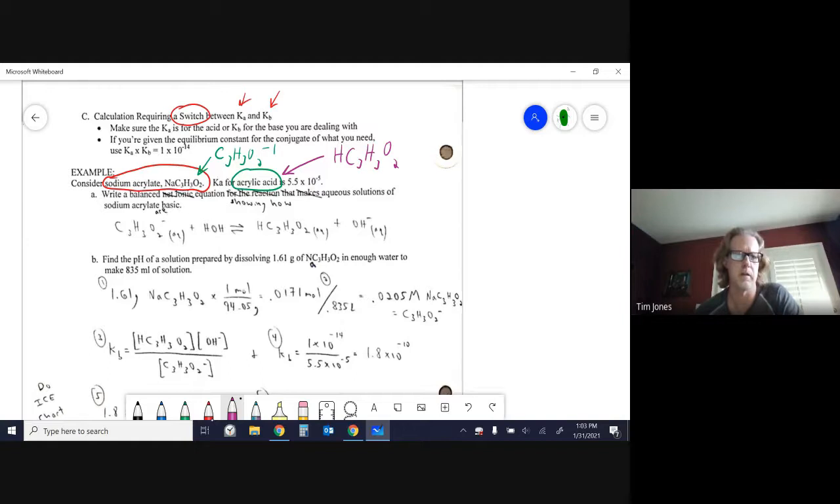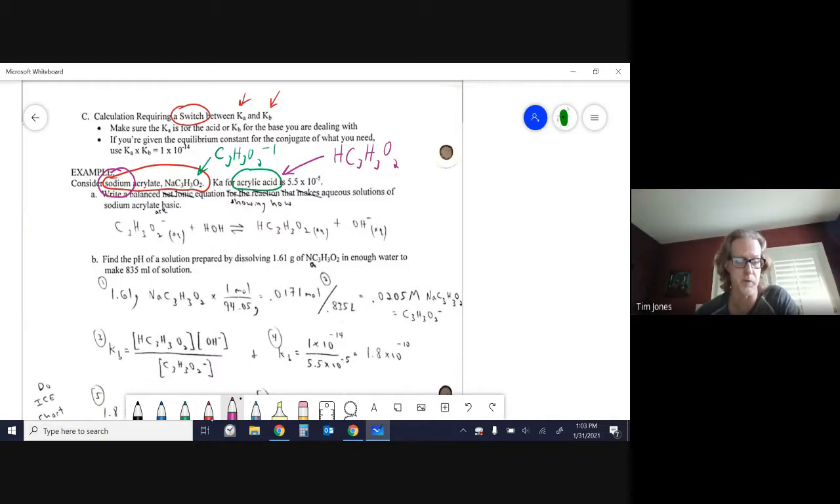Now you might say, why do they say sodium acrylate? Why don't they just say acrylate? The reason is because you can't have just a negative ion in solution. You have to have a positive ion too. So you would never find a bottle of acrylate ion solution, but you can find a bottle of sodium acrylate or other things that are related to that. So the sodium is not going to be important for us, but that's how the problem will be presented.